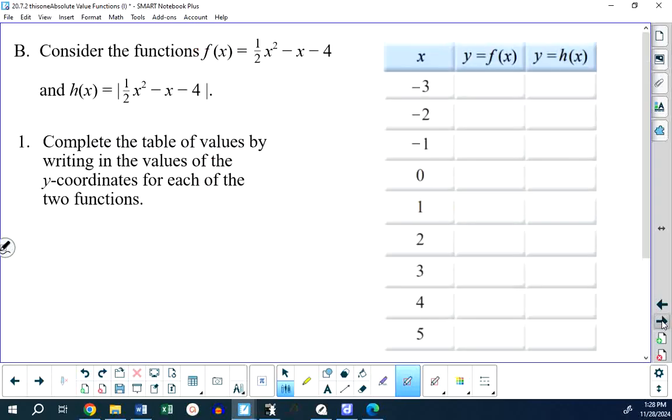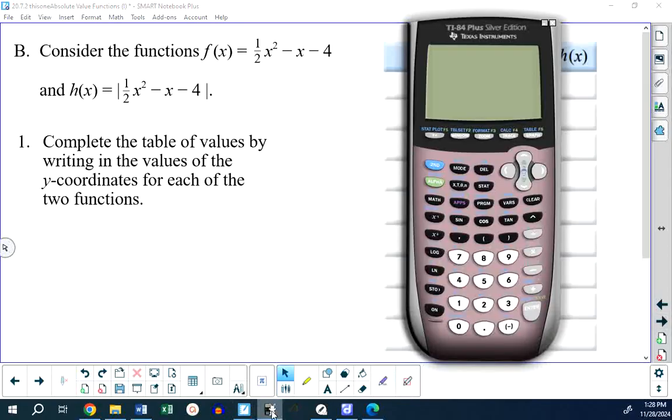Let's look at the next one. Complete a table of values by writing the values of the y coordinate for each of the two functions. Let's use our calculator. We may even, I haven't decided, use our calculator to generate the graphs. Okay. So how am I going to generate the table of values? I'm going to go y equals and enter 0.5x squared minus x minus 4.